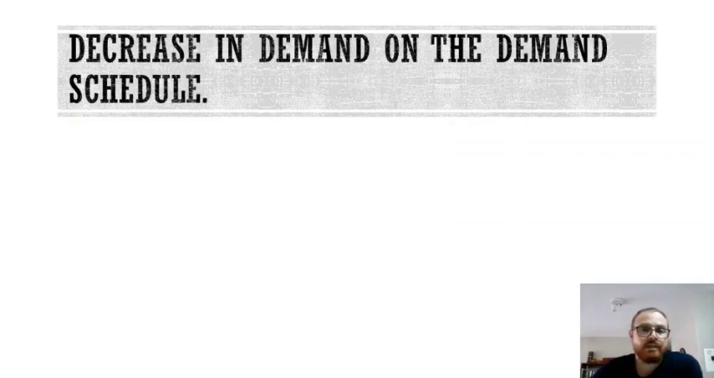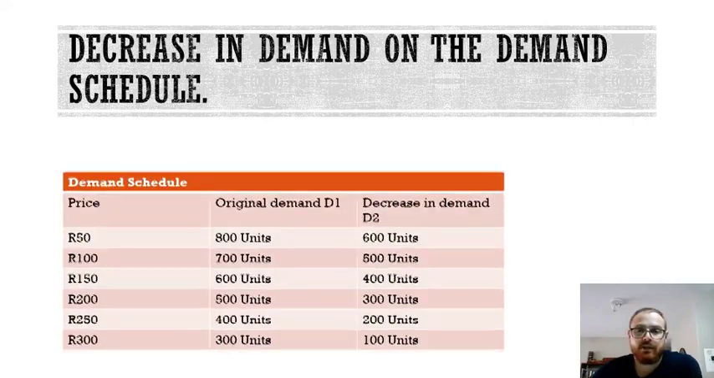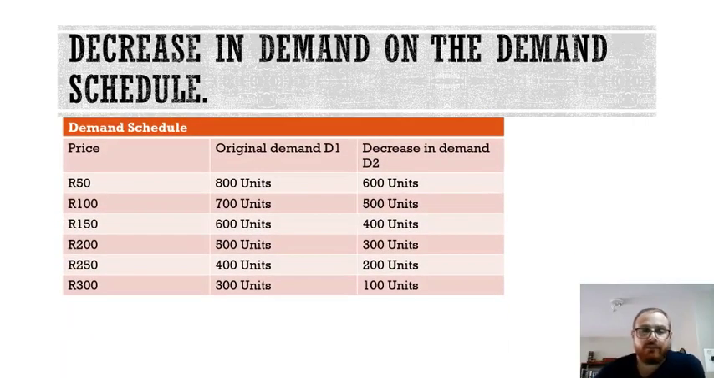A decrease in demand on the demand schedule is vice versa. 50 rand per unit. Originally they wanted to buy 800 units, but let's say now the income level of the people decreased. Now they are only able to buy 600 units. Or let's say it was summer and people wanted to buy a lot of ice cream, but now it's winter. Now the demand has decreased, even though the price of the ice cream still stayed the same.